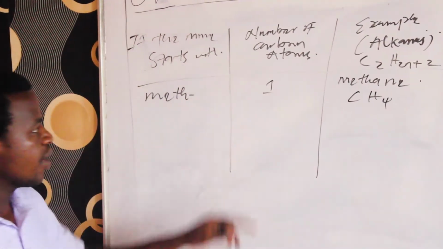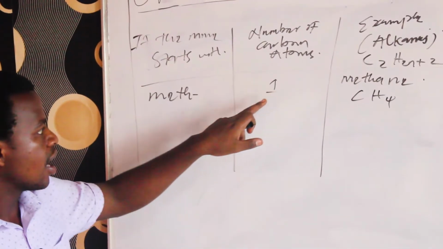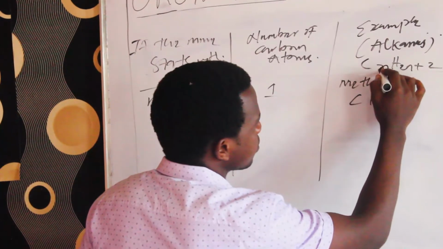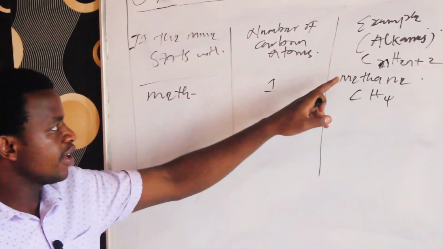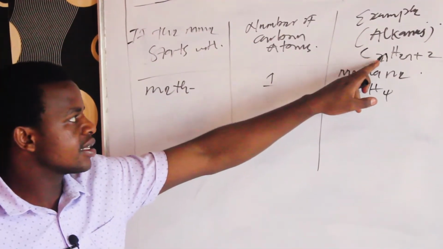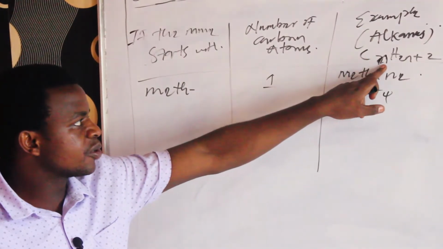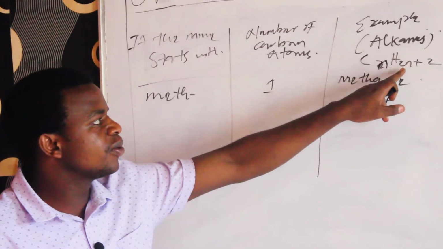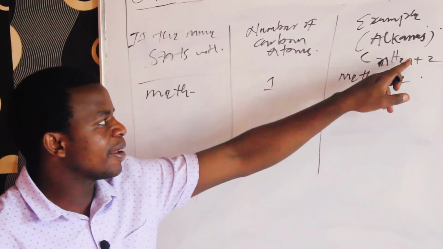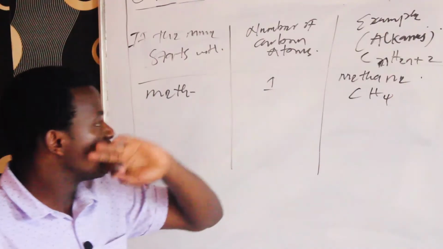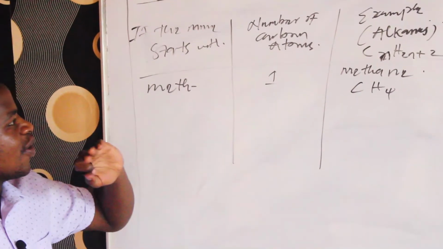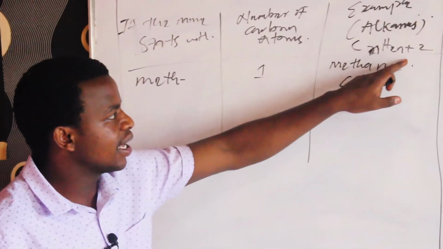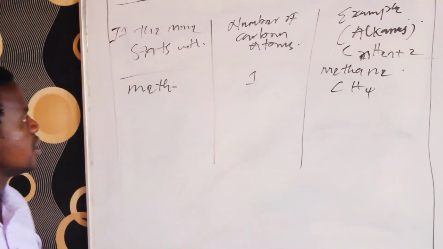And the formula of methane is CH4. So if we get our 1 here, we replace where there is n. If we put 1 where there is C, that's going to be C. Then if we put our 1 there, it's going to be 2 multiplied by 1, that's 2, plus 2, that's 4. So the general formula of the alkanes is CnH2n+2.